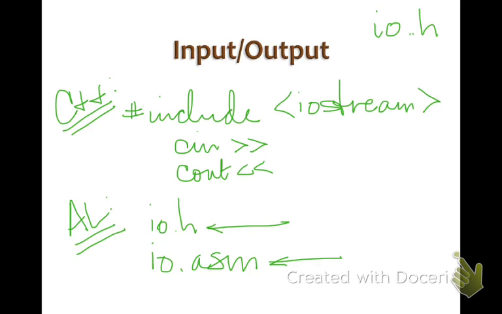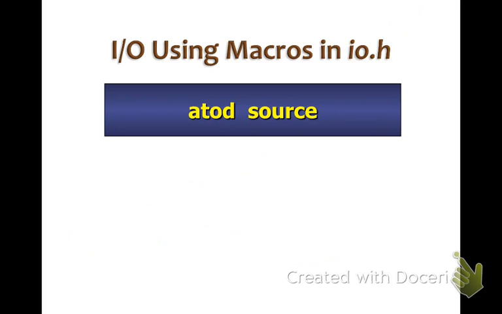Okay, so let me talk about some of the macros that are included in io.h. The first one is ATOD, ASCII to double. ATOD scans the string starting at source for positive or negative, followed by digits, interpreting these characters as an integer. The corresponding two's complement value is placed in EAX. So EAX is the default destination. Input error occurs if the number has no digits or is out of range.